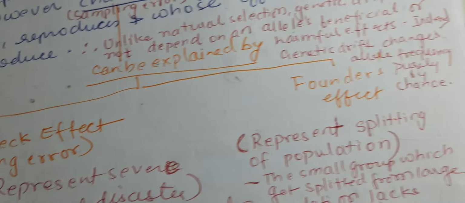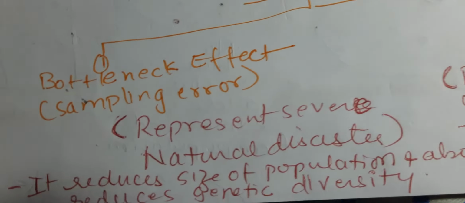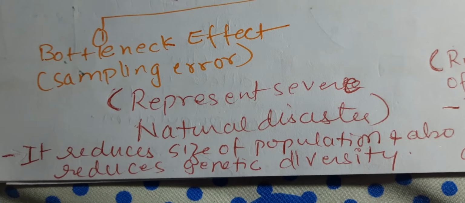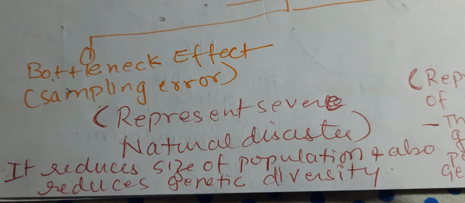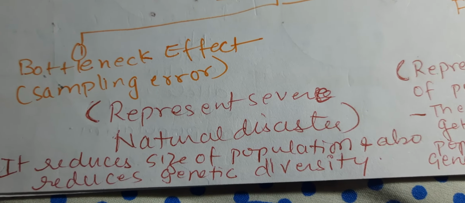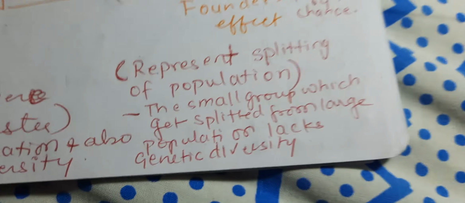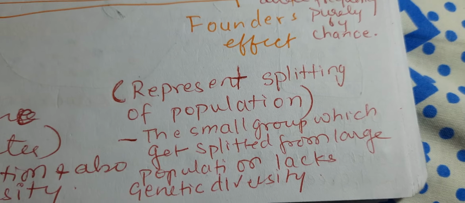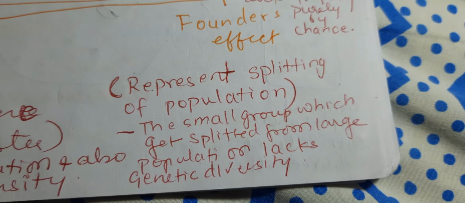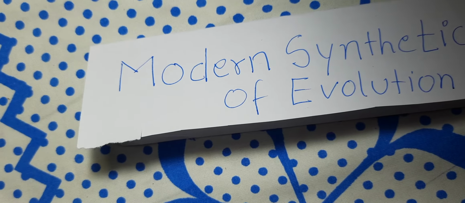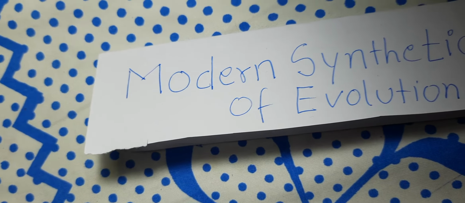One is bottleneck effect and another one is founder effect. So bottleneck effect represents severe natural disasters. So this is by chance. It reduces size of population and reduces the genetic diversity. And founder effect represents splitting of population. The small group which gets split from the large population lacks the genetic diversity. So this splitting is also by chance factor.